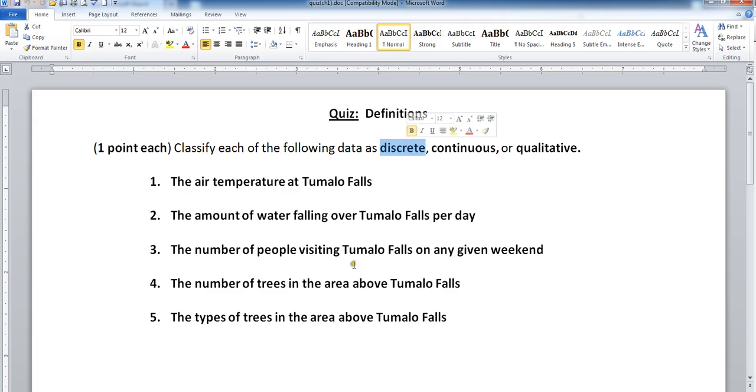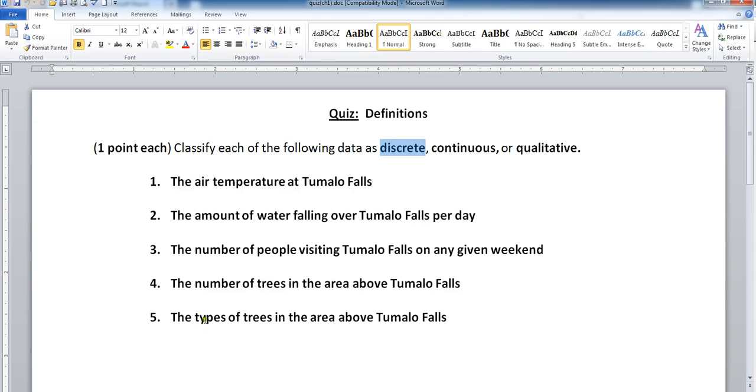Just like the number of trees in the area above Tumalo Falls is. That's also going to be discrete. I wouldn't say you'd want to count that. It's kind of silly, especially when you talk about the area above Tumalo Falls, which is a measurement. But once you've defined that area, the number of trees in that area is most definitely discrete.